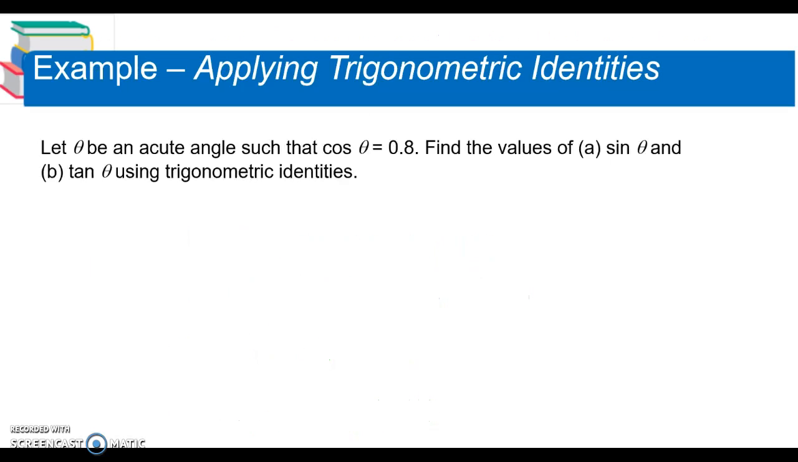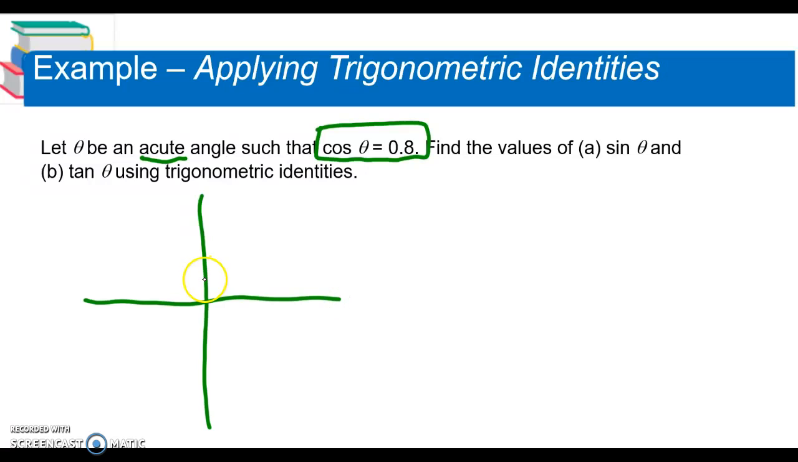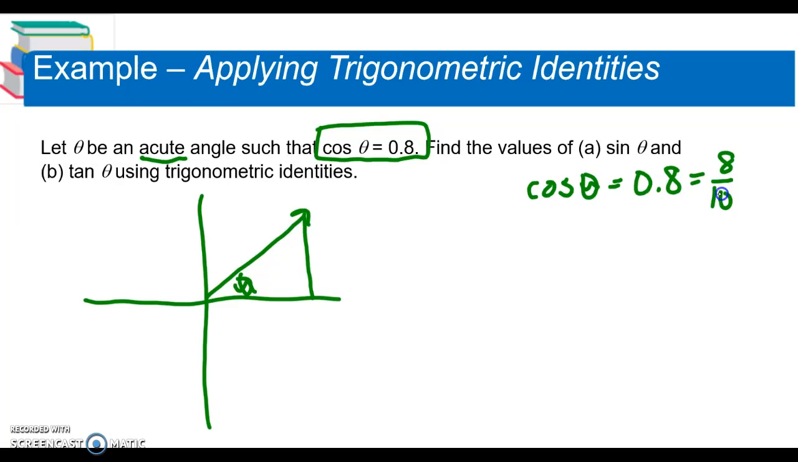Okay, one or two more examples. If theta is an acute angle and we know the cosine of that angle is 0.8, and it says it's an acute angle, so acute means we're somewhere between 0 and 90 degrees. So I'm just going to make a quick sketch of theta somewhere in the first quadrant. And I know the cosine of that angle equals 0.8. Well, another way to think of 0.8 is 8/10 or 4/5.